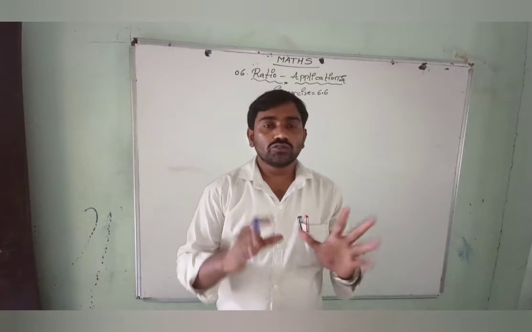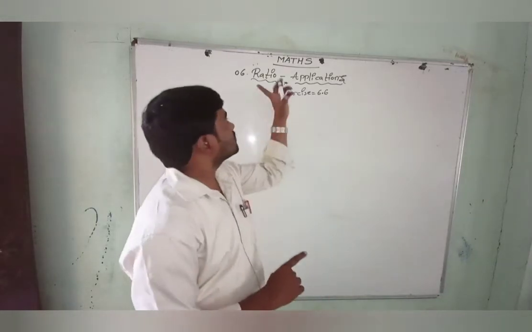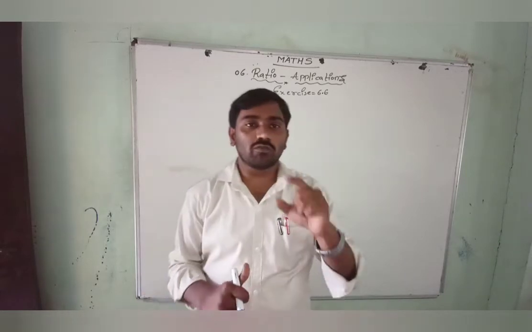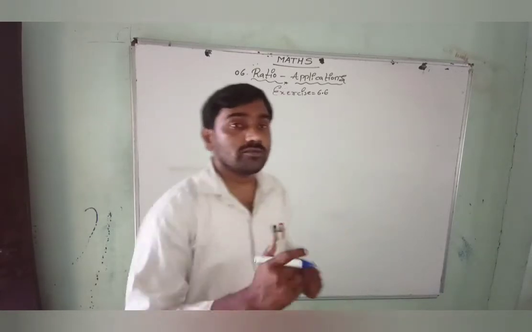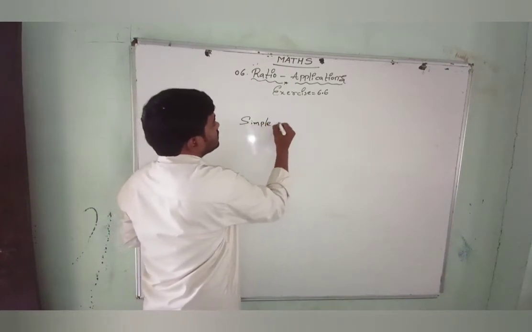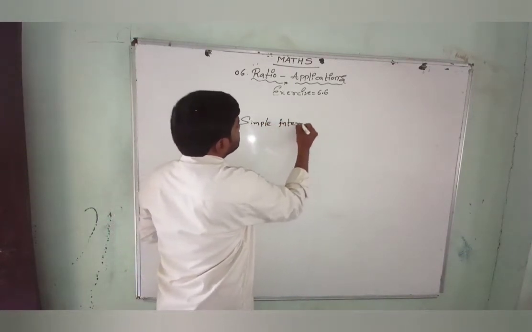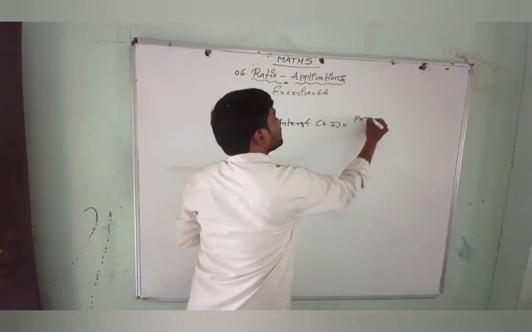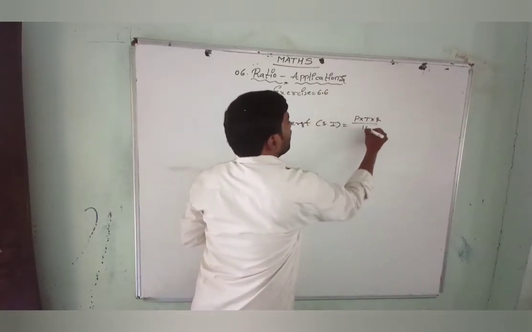Hi children, today you are going to learn 7th class, 6th chapter, ratios and applications, exercise number 6.6. In this exercise we are going to use the simple interest formula. Simple interest is denoted by SI. The formula is P into T into R by 100.